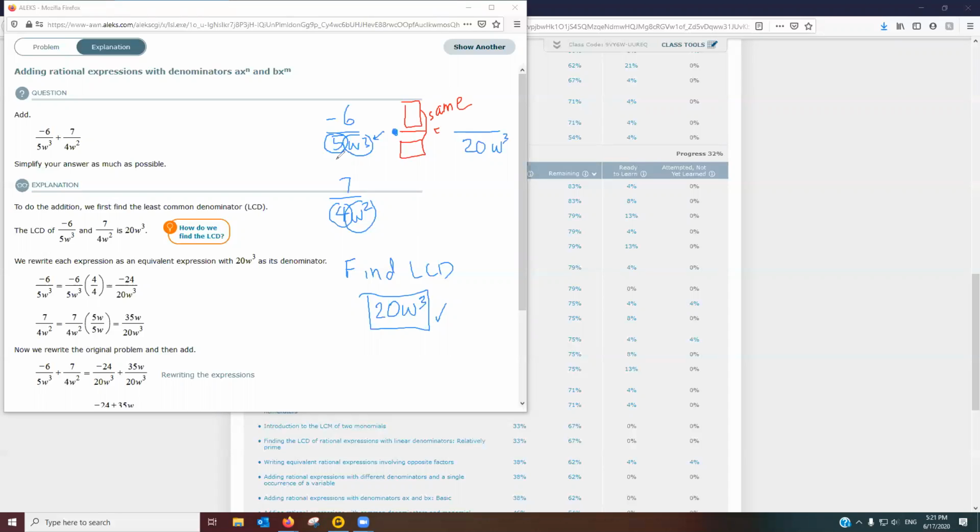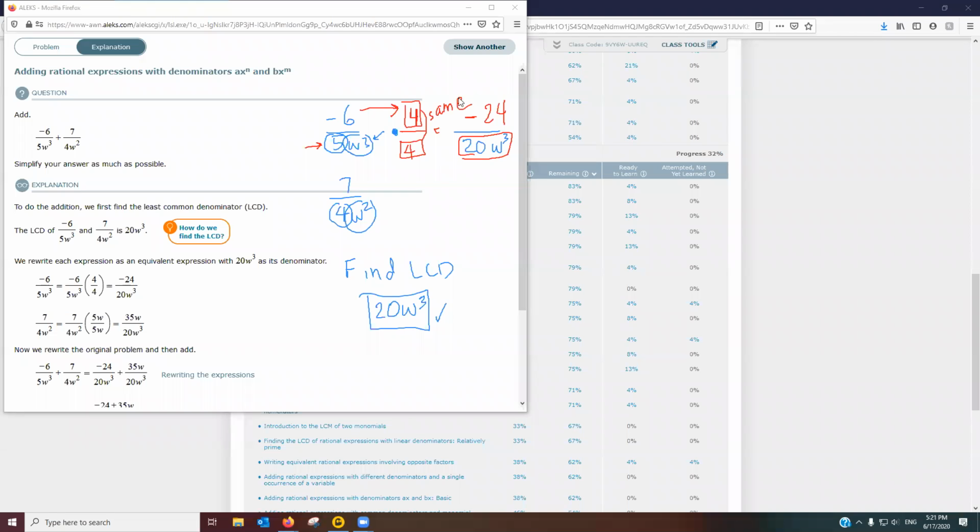All right, well, let me look at my denominator. It's 5w to the third. Well, if I multiply that by 4, I'll get the denominator 20w to the 3. So I'm going to put a 4 on the bottom. But remember, I have to put the same quantity on the top. So I have to put a 4 on the top. Now let me multiply straight across. That's -24 on top.